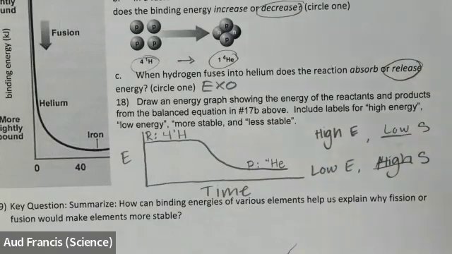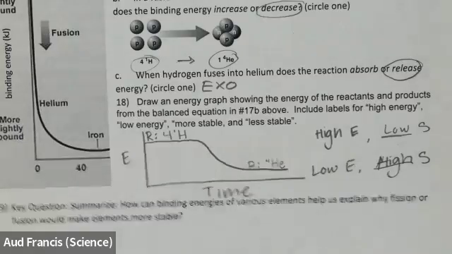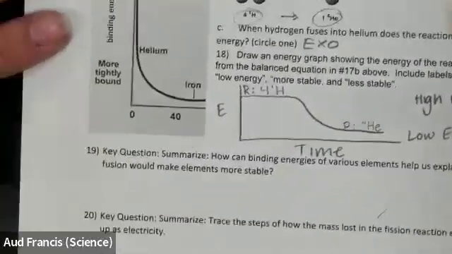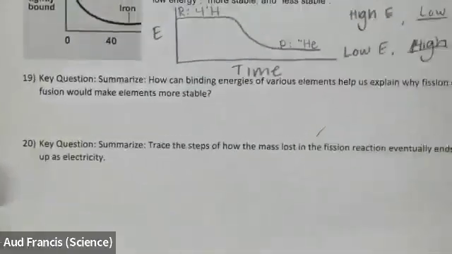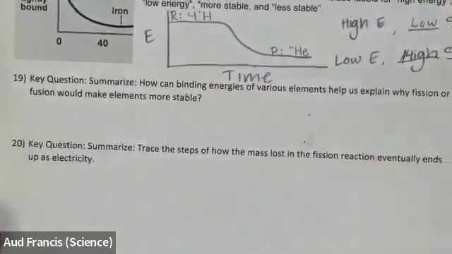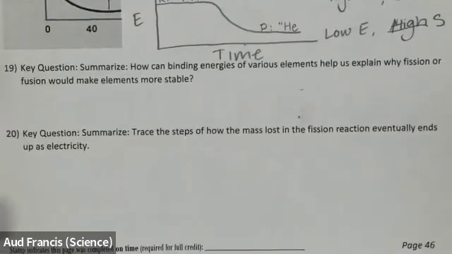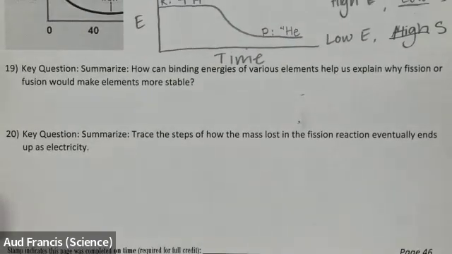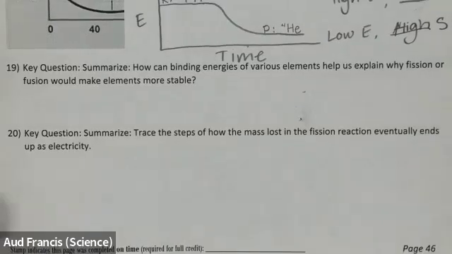The answers to number 19 and number 20 are posted already for you on the week 15 Google Slides. If you want to try to answer them, and I would prefer that you do, let me give you a couple hints here. For number 19, the binding energies help us to explain why fission or fusion is going to make something more stable. Keep in mind, elements are moving towards a lower energy state. And then for 20, how does the mass loss in fission eventually end up as electricity? That one's going to require a little bit of thinking.